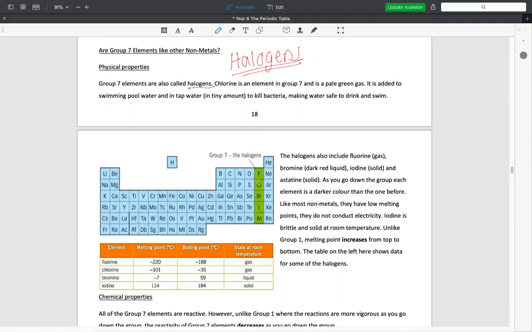Having a look at what the group 7 elements will look like, so the physical properties, they're non-metals, so they are going to have all those non-metal properties like low melting points, not being able to conduct electricity, being brittle, etc. But specifically, what's different for those halogens is that the colour of the halogens gets darker as you go down the group. So fluorine is quite a pale gas, and these are all at room temperature, by the way. Chlorine is a pale green gas at room temperature. Bromine is an orangey reddy liquid at room temperature.